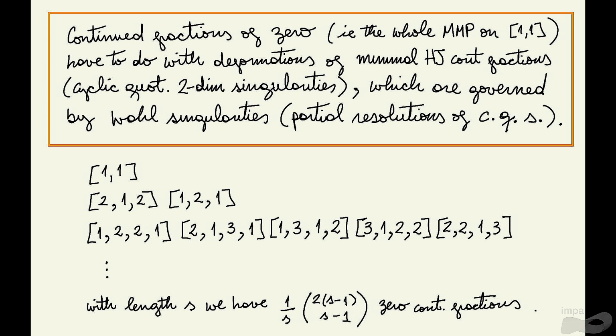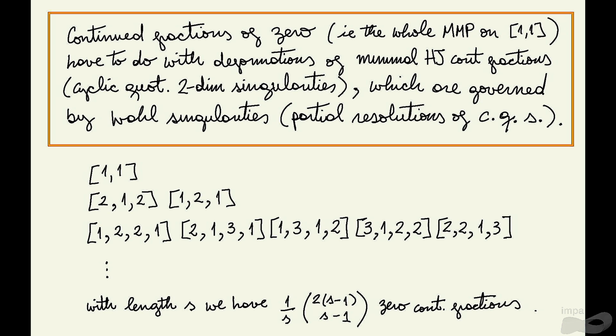So here you have the list. Here I go step by step, doing all possible blow-ups, increasing the length. For example, you start with 1, 1, which is the minimal one. Then you can blow up in the middle or on one of the extremes. And so you get 2, 1, 2. You all see that, right? And then 1, 2, 1. So those are the zero continued fractions of length 3. If you go to the next level, length 4, then there are more options. There you have all the options.